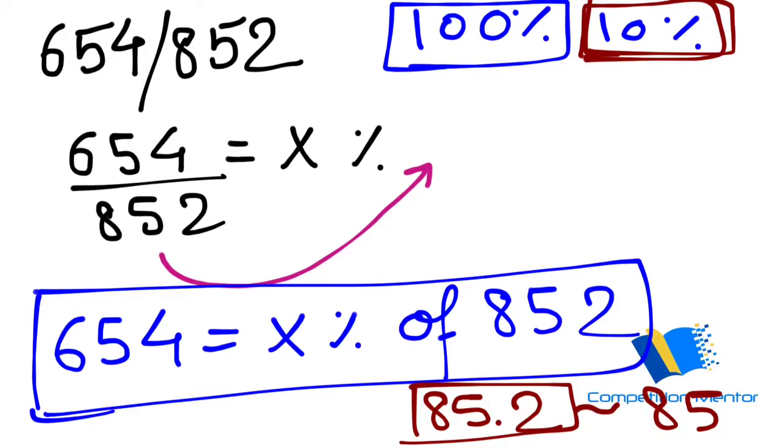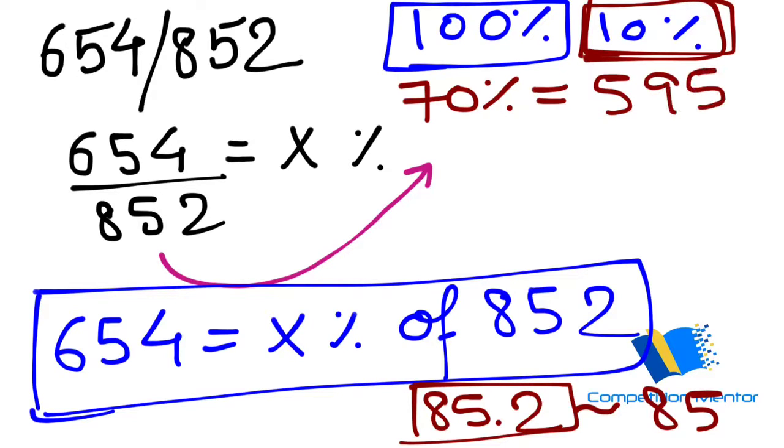So imagine 10% is 85. What will be 70%? Simply it means 70% will be 85 into 7, right, that is 595. This much we got. Obviously 595 is less than 654, so we need to push more. Let's go to 80% and see.